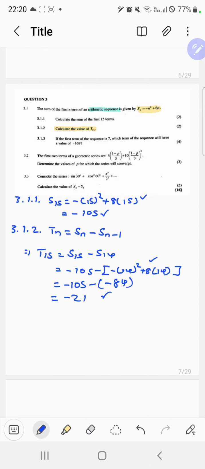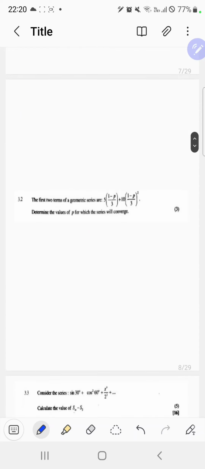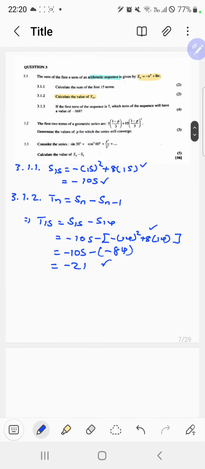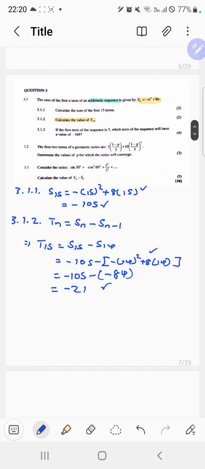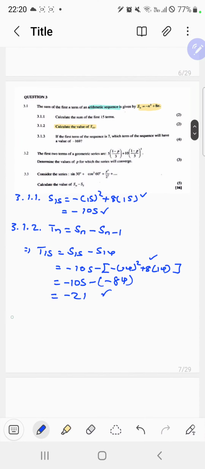Okay, let's do the last question here. Do I have enough space? I actually do have plenty of space. So I can play around a bit if I want. So this is 3.1.3. It says now if the first term of the sequence is 7, okay, now they're giving us T1.